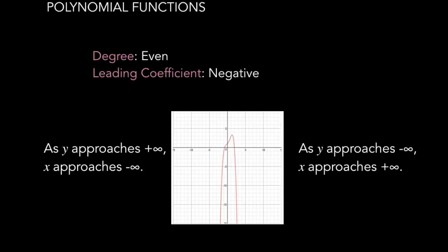The fourth one shown here is an even degree and a negative leading coefficient. In this graph, as y approaches negative infinity, x approaches negative infinity for the part of the line on the left side, and as y approaches negative infinity, x approaches positive infinity for the part of the line on the right side.